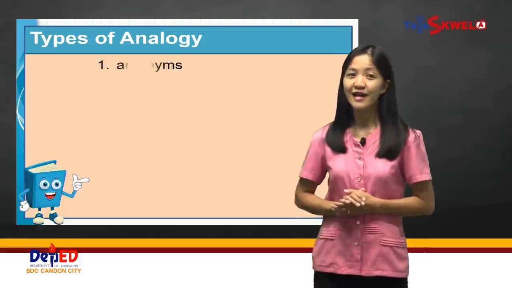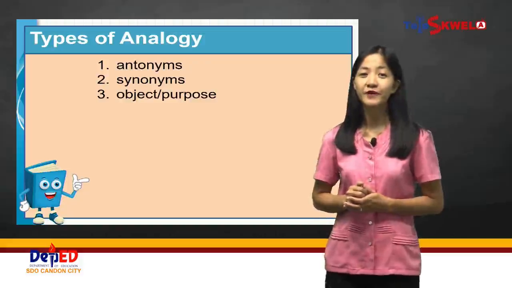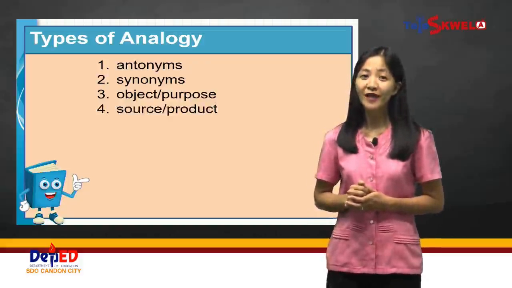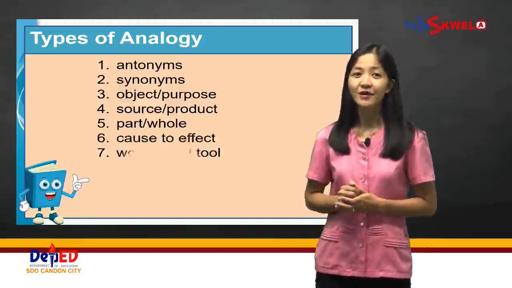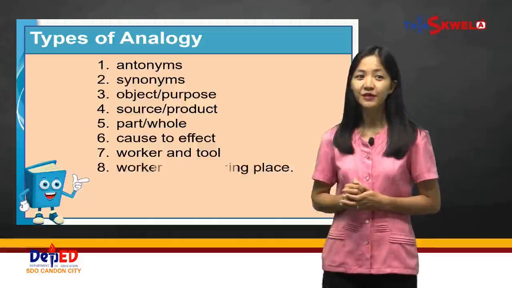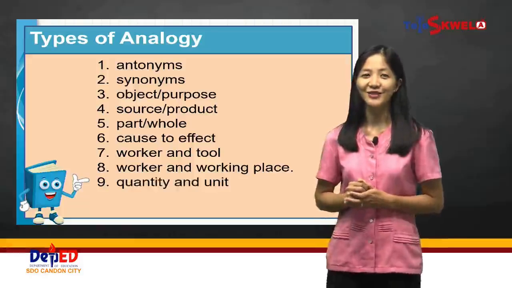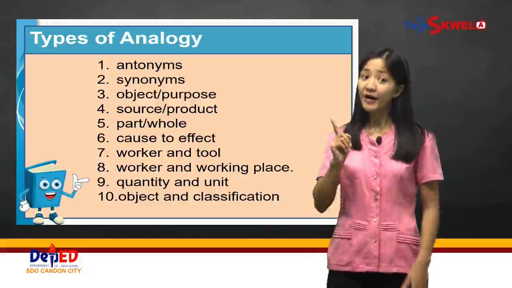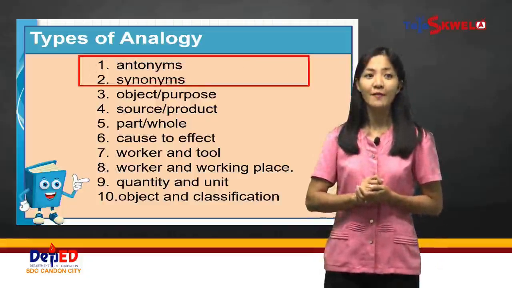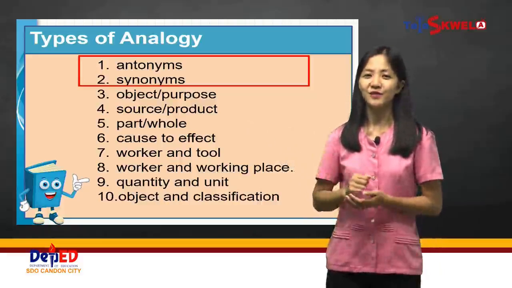We have antonyms, synonyms, object or purpose, source or product, part or whole, cause to effect, worker and tool, worker and working place, quantity and unit, and object and classification. But we will be taking up antonyms and synonyms in this episode.